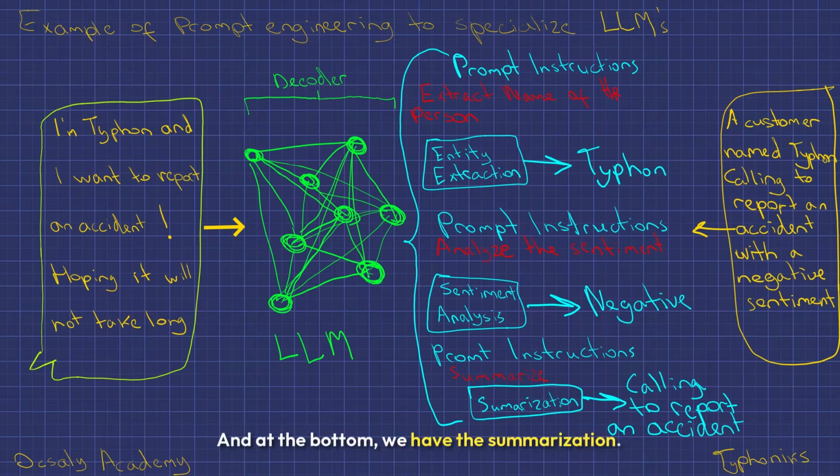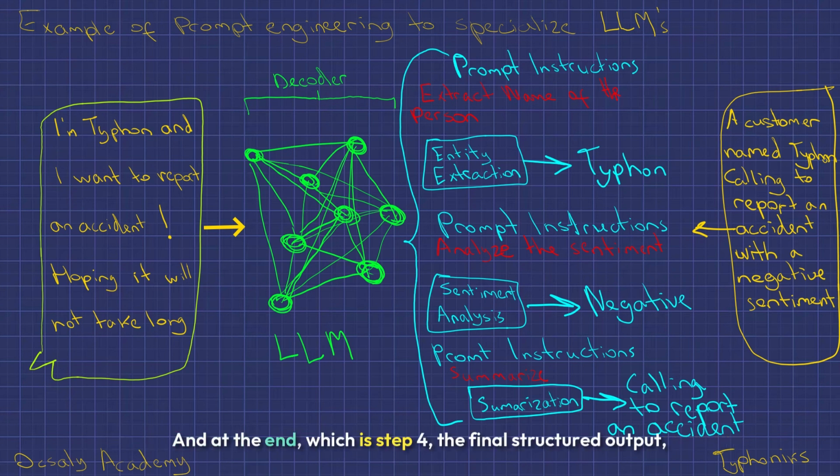And at the bottom, we have the summarization. The prompt instruction is basically to summarize the below text. The model output is a customer calling to report an accident. Now, the LLM here condenses the original text into a concise summary while preserving the core meaning. Summarization is essential for applications such as document processing, chatbots, and automated report generation.